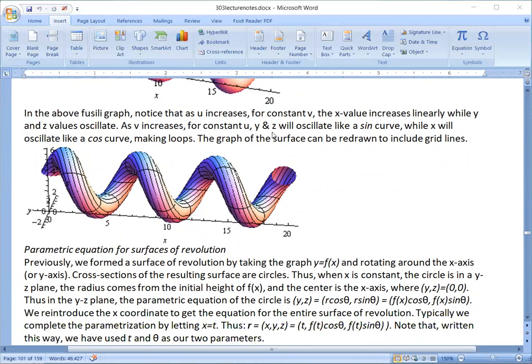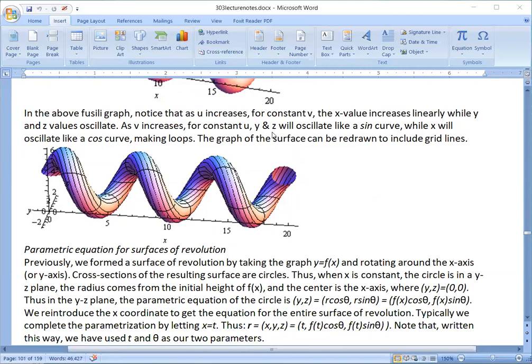Note that doing it like this, we naturally use t and theta as our 2 parameters. We'll typically use u and v, but we don't have to. In this case, it makes sense to think of one of the parameters as theta, and it's perfectly fine to just go ahead and write it that way.